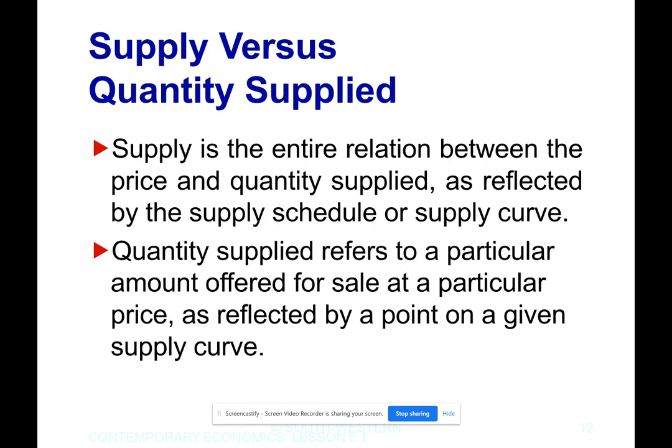Supply versus quantity supplied. These are different, right? If we're looking at this, supply is the entire relation between the price and the quantity supplied. And this is reflected by the supply schedule or the supply curve. Quantity supplied refers to a particular amount offered for sale at a particular price as reflected by a point on a given supply curve.